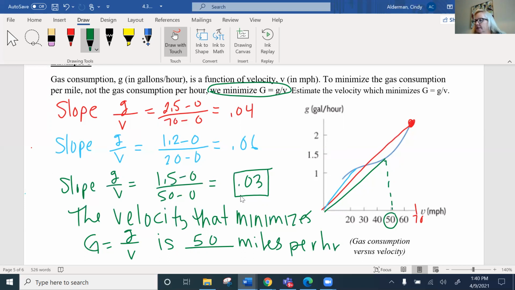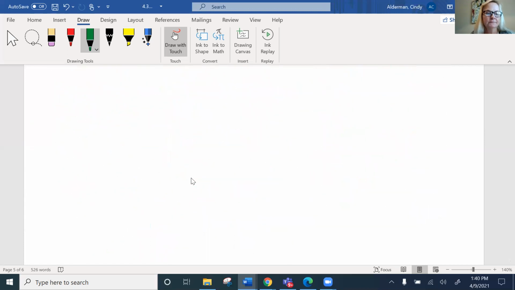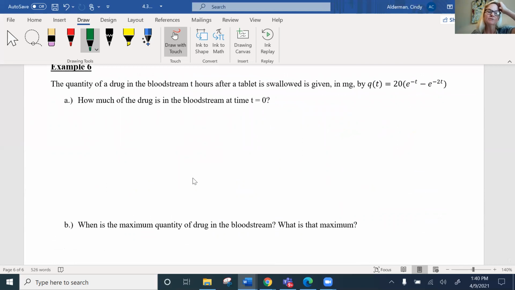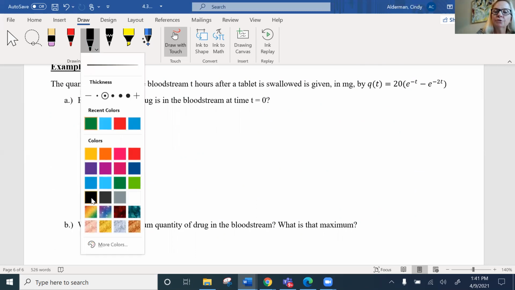All right, and one last example. The quantity of a drug in the bloodstream T hours after a tablet is swallowed is given in milligrams by this function. How much of the drug is in the bloodstream at time T equals 0? Well, basically, in this problem, all we're doing is finding Q of 0.